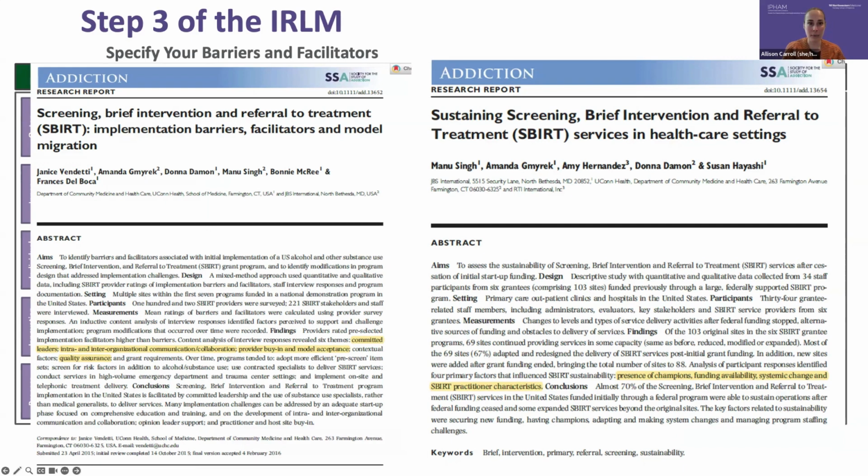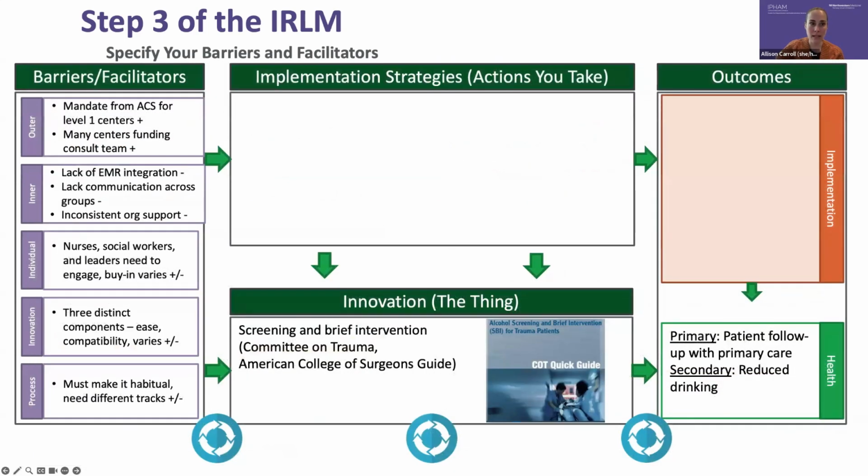There you can see the examples here of two publications that used qualitative and quantitative methods to assess what were going to be some of the barriers and some of the facilitators of implementation. From this work, we were able to populate the barriers and facilitators on the left-hand side, again, very foundational to what the rest of the implementation plan was going to look like. You'll notice that this is divided up into the CFIR domains: the outer setting, inner setting, individuals, innovation, and process that Amy mentioned earlier.